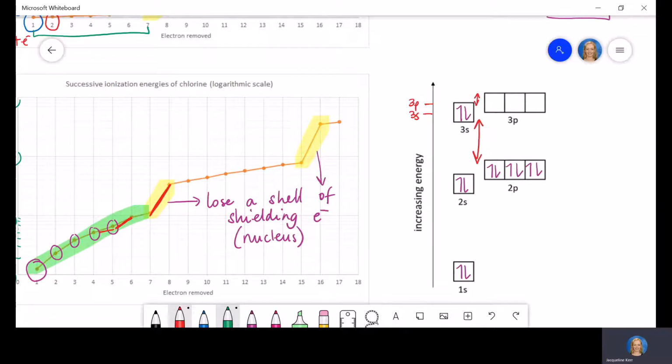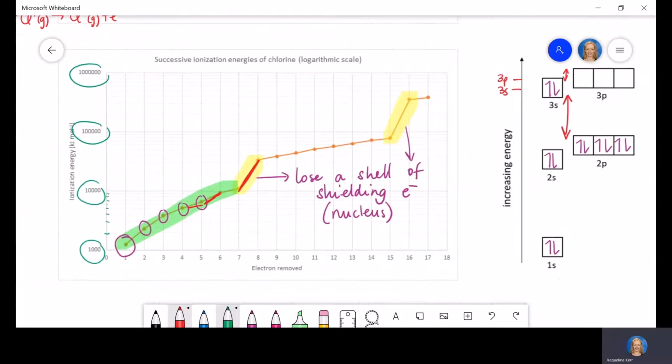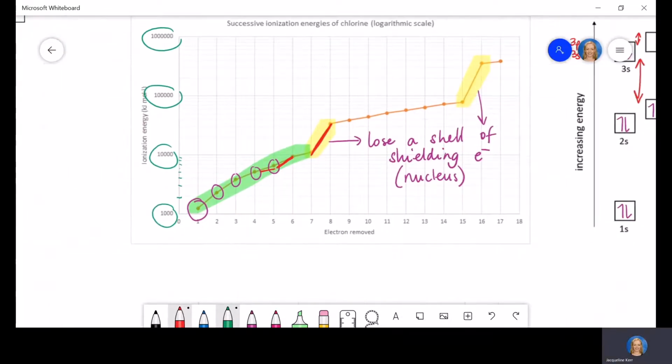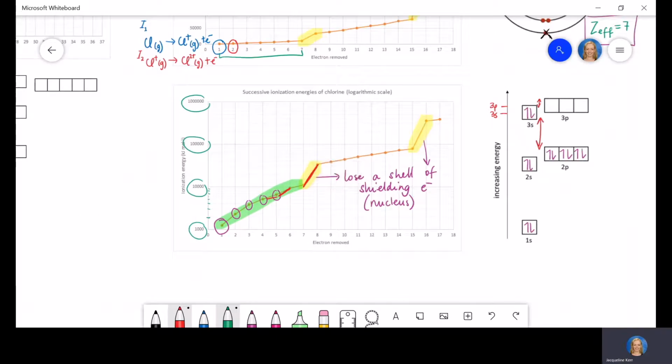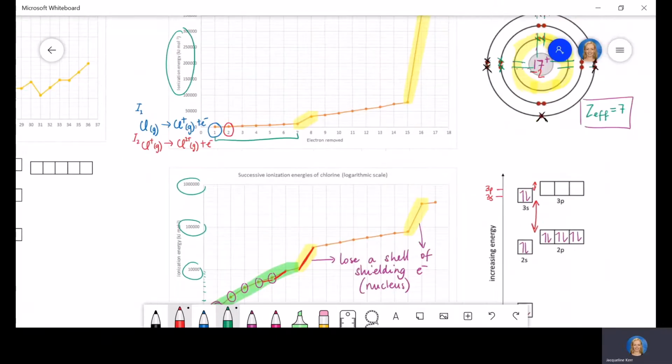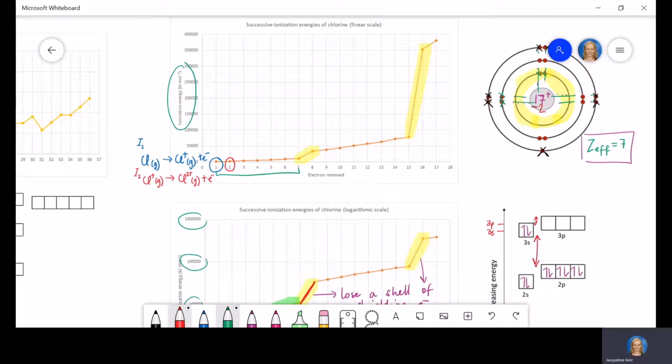So we can look for these small little discontinuities, and that gives us evidence for this model of orbitals, that actually not all third shell electrons are equal. So that's how we get some of that data. Overall, though, the big thing about successive ionization energies for a single element is simply that it is becoming more positive, so it gets harder and harder to pull electrons away.